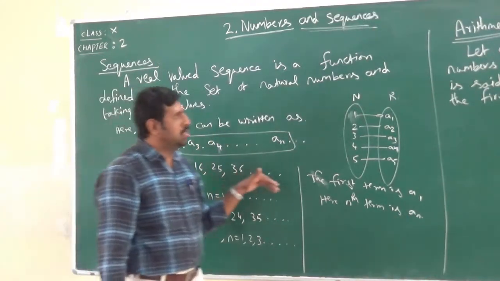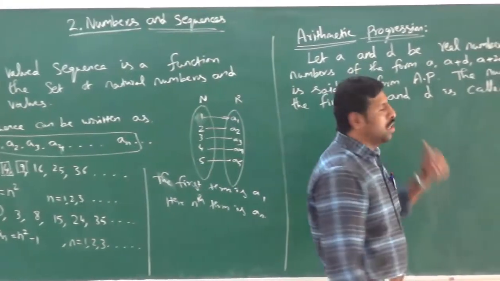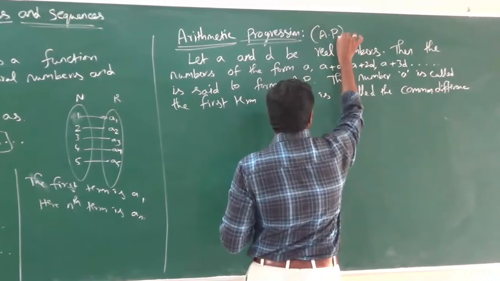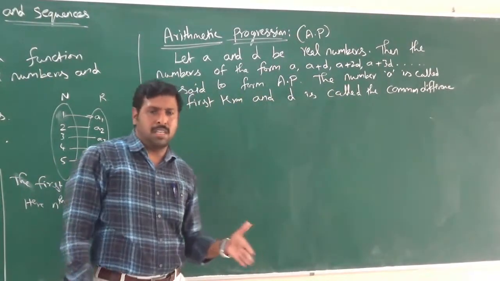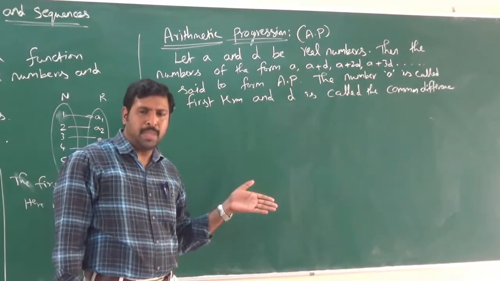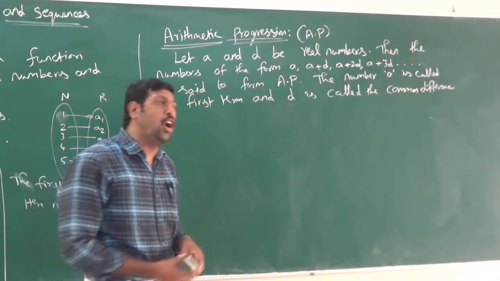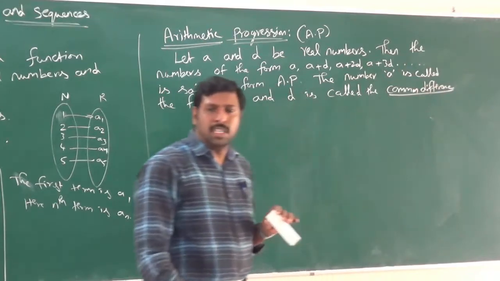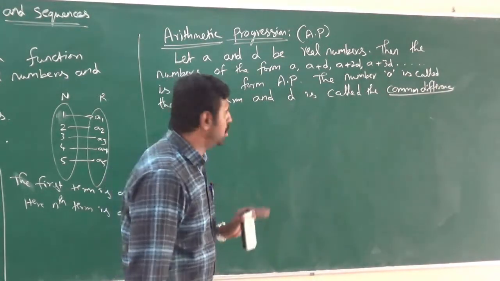Now we continue with the arithmetic progressions. Let's see the arithmetic progression. We call it AP. Not all sequences are an AP, but with one condition: if that particular sequence has a common difference, then we can say it is an AP sequence.